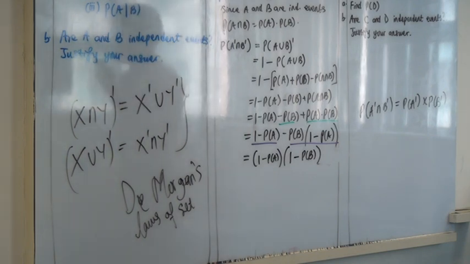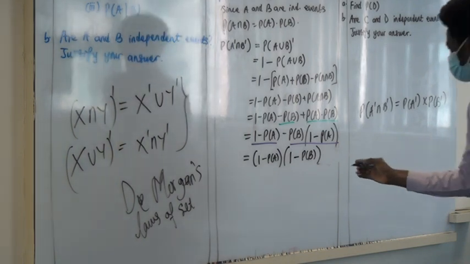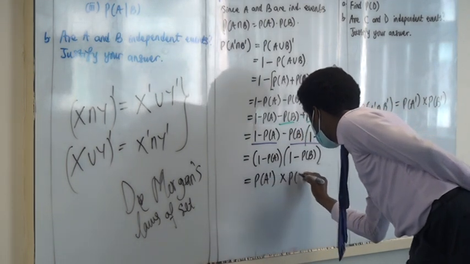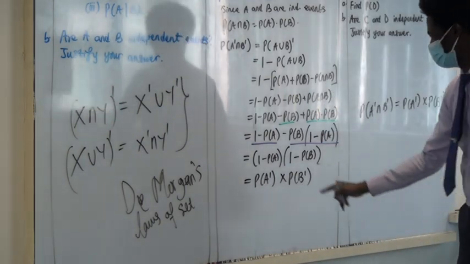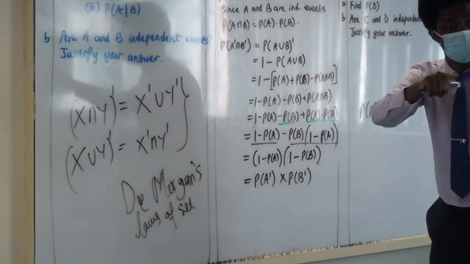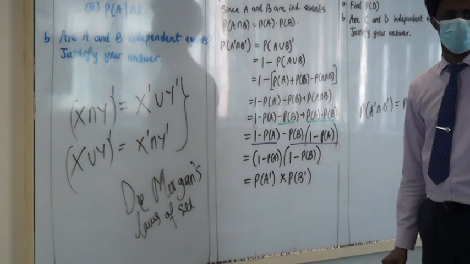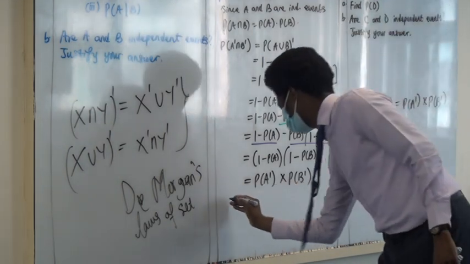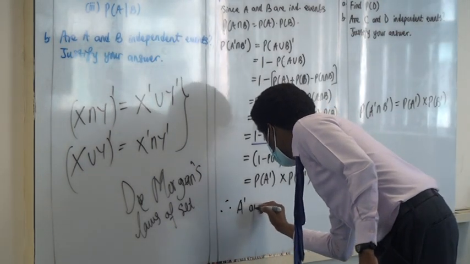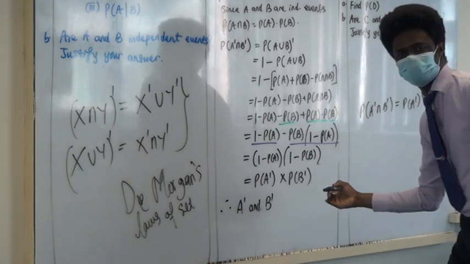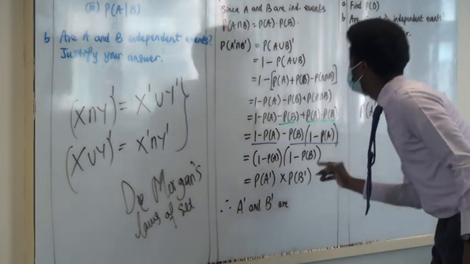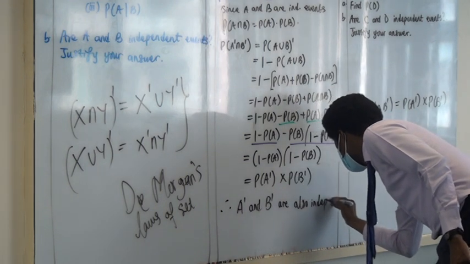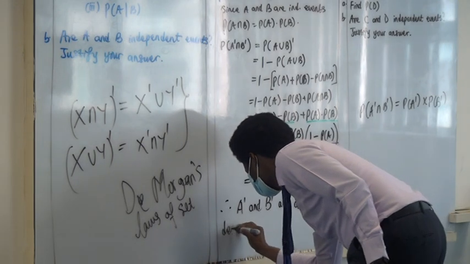Equals probability of A prime. Equals probability of A prime times probability of B prime. That's why I said your addition of a complementary property comes last or later. This is it, and this is what you want to prove. So once you're able to show this, the conclusion will be: therefore A prime and B prime are also independent events.